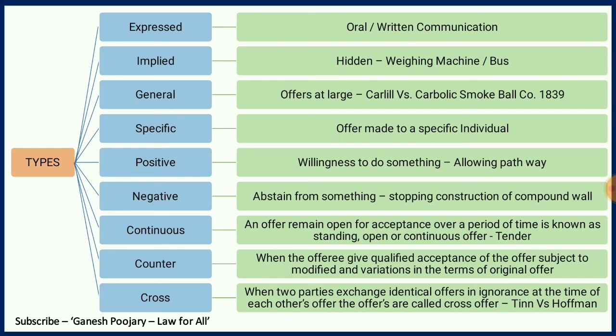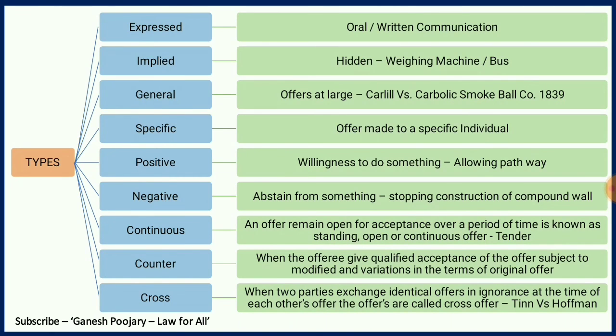And the last type of offer is cross offer. I don't know how often this happens, but this happened in the case of Tin versus Hoffman. The example for cross offer can be, for example, you are sending an email to your friend saying that I want to buy your car for 5 lakh rupees, and at the same time your friend is writing an email to you saying that I want to sell my car for 5 lakh rupees to you. Now both of you are talking about the same car and both of you are mentioning the same amount. If both such offers are coming at the same time, then that is known as cross offer.